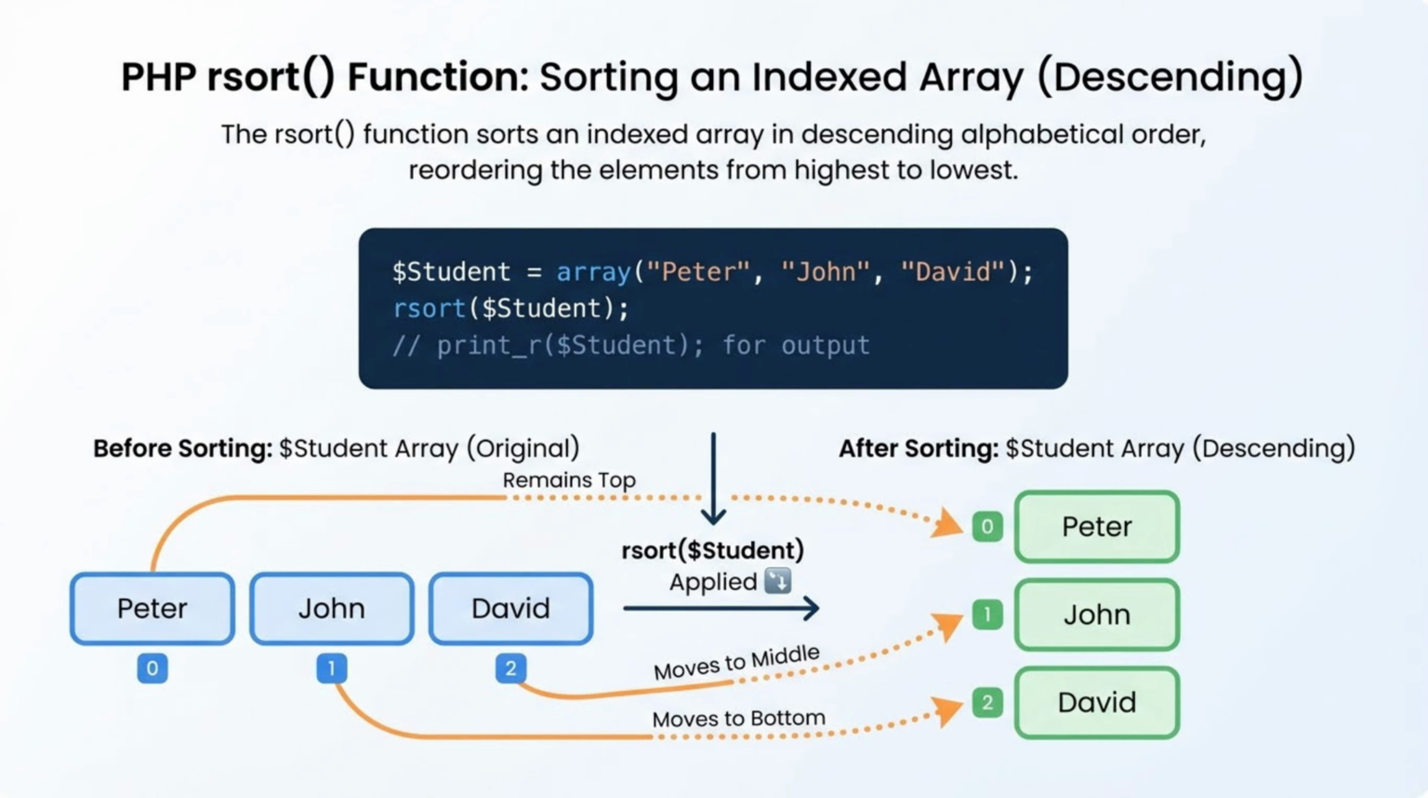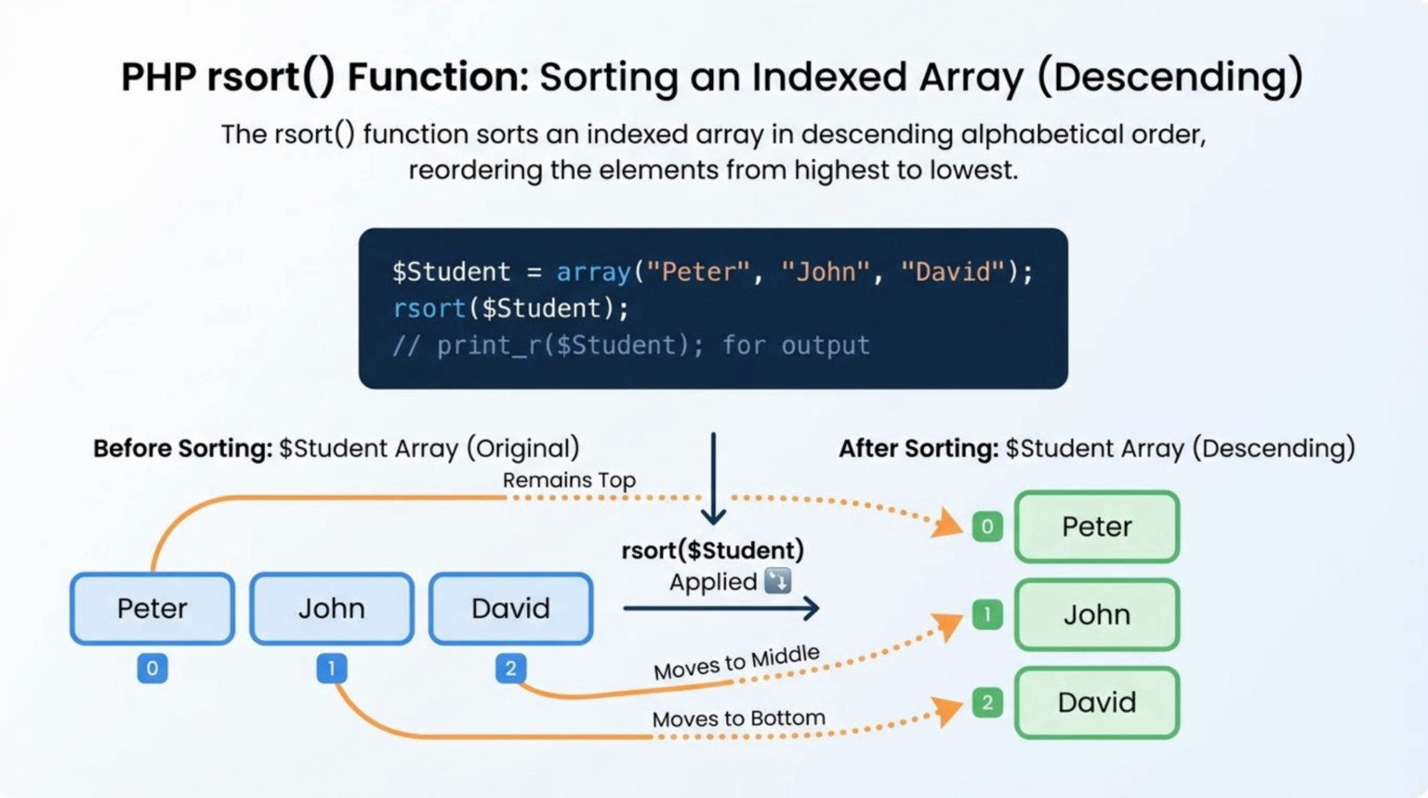When the rsort function is applied, PHP examines the values alphabetically and rearranges them into descending alphabetical order. This means the word that appears later in the alphabet will come first after sorting. After rsort is applied, the new order of the array becomes Peter, followed by John, and then David. This happens because, alphabetically, Peter comes after John and David, making it the highest value in descending order.